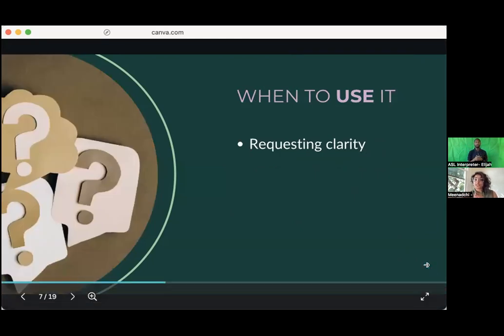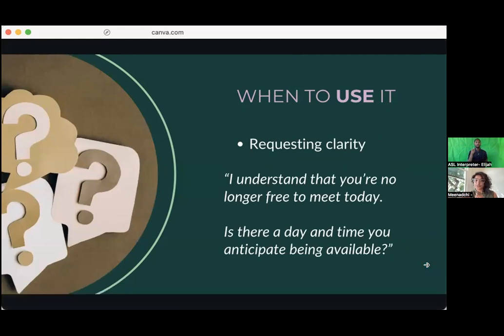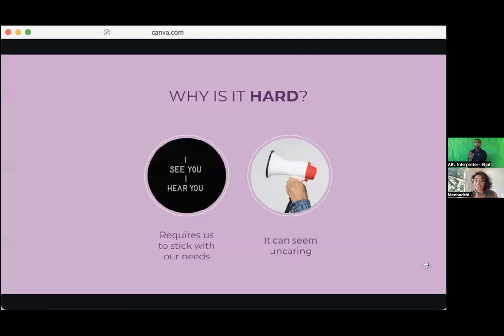And then when we're requesting clarity. For example, I understand that you're no longer free to meet today. Is there a day and a time that you anticipate being available? What makes it hard? The two things that make it hard dovetail into each other. When we're using this tool, it really requires that we stick with our needs, that we continue to reiterate what is important to us without being sidetracked into tangential conversations or other things that may also be important, but are not the thing that's most important to us in that moment.